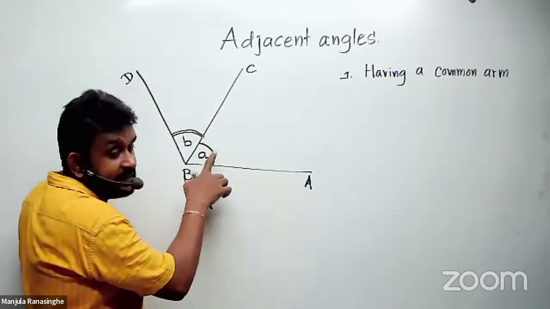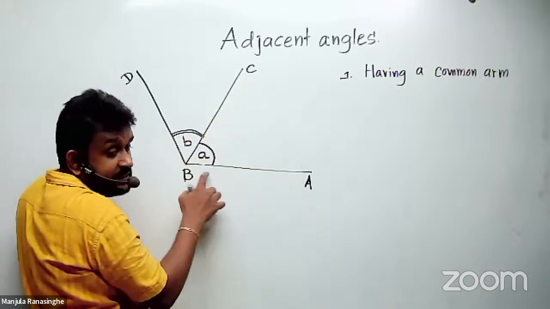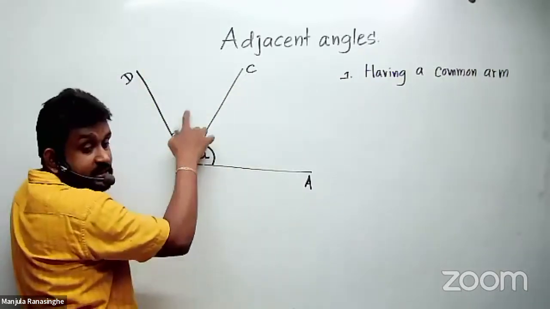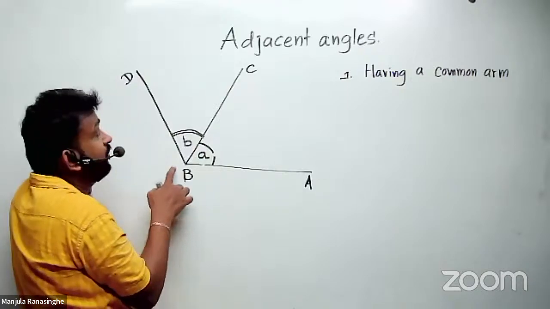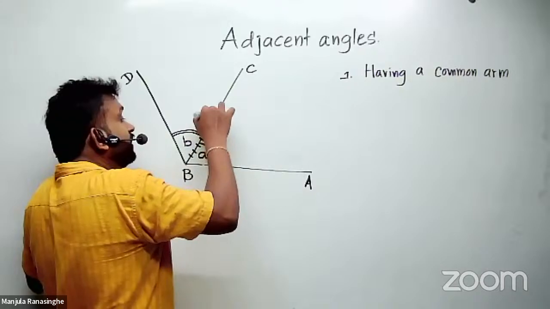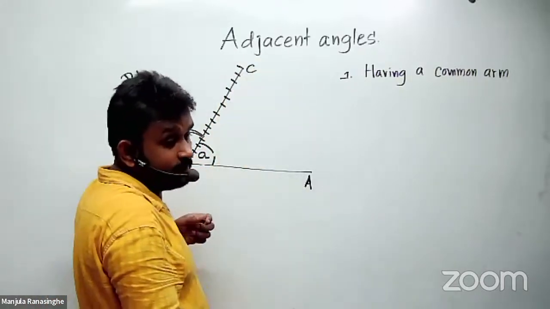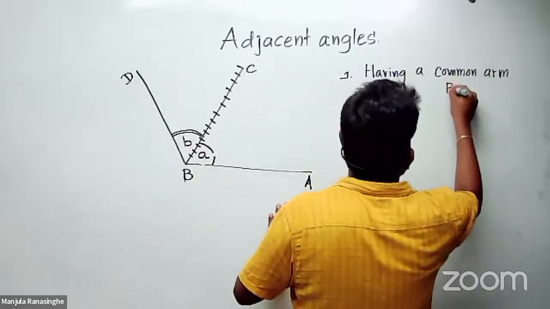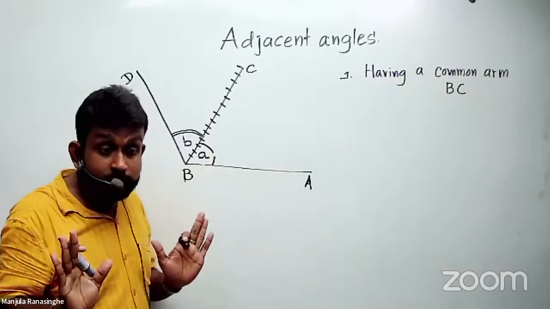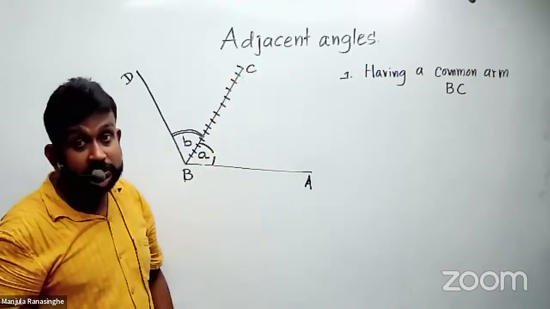So you can see the angles A and B. What are the arms of this angle ABC? AB arm, BC arm. So what are the arms of this other angle? BC arm, BD arm. So now you can see that is the common arm for both A and B. See there, I mark this is the common arm. So what is the common arm here? BC is the common arm. Okay, that condition is okay. Having a common arm for both A and B.